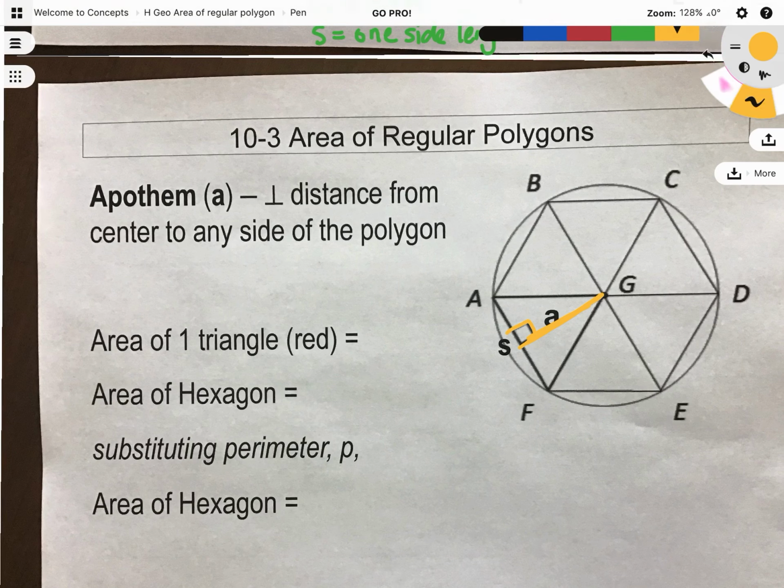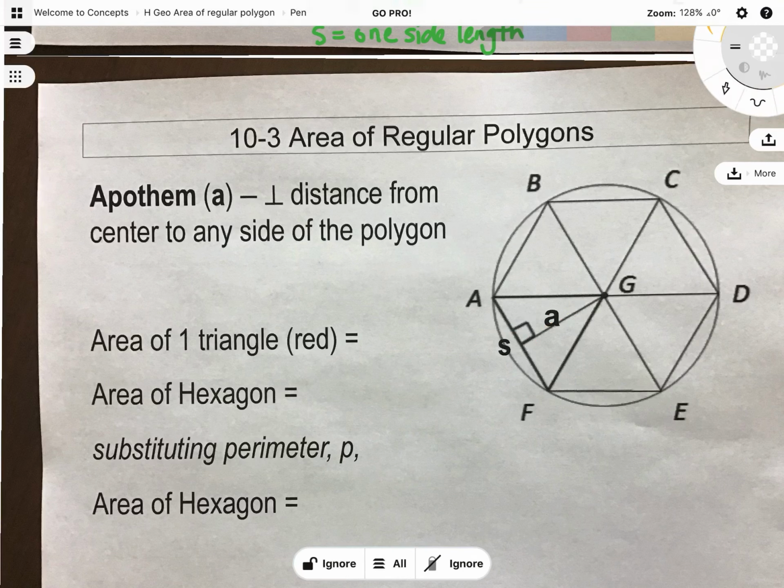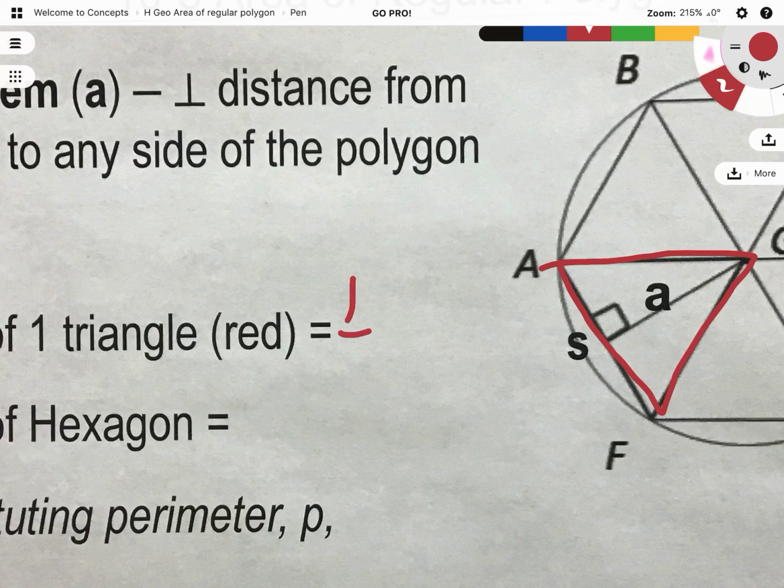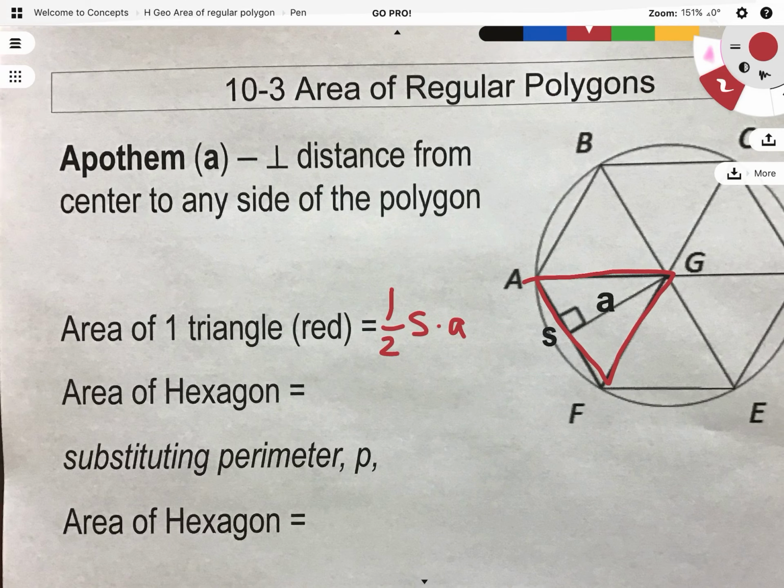All right, so now let's calculate a couple things here. I'm going to erase what I drew in, and I'm going to use red. So we're talking about the area of the red triangle. We want to calculate what that area is, and if we can do that, then we can pretty easily figure out the rest of the hexagon area. Well, that's just the area of a triangle, 1/2 base times height. In this case, the base is s, and the height is a. So 1/2 s times a.